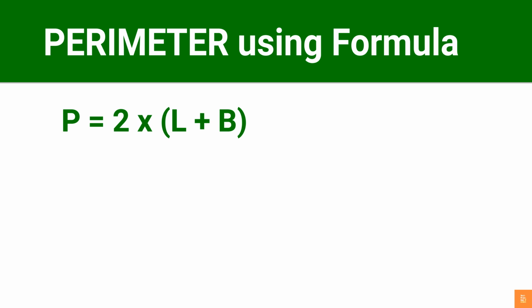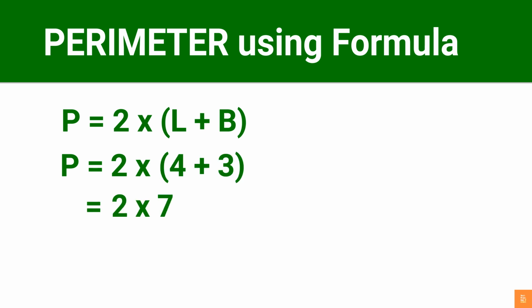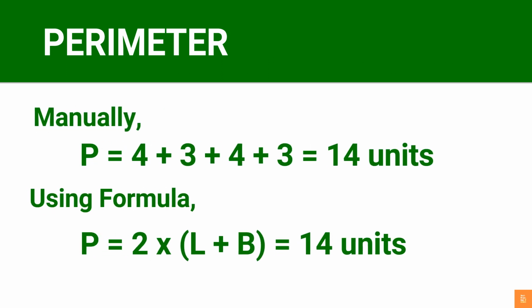Now check the perimeter by applying the formula. P is equal to 2 into 4 plus 3. That is equal to 2 into 7 equals 14 units. Yes, you got it. 14 units. Exactly same as the earlier calculation.